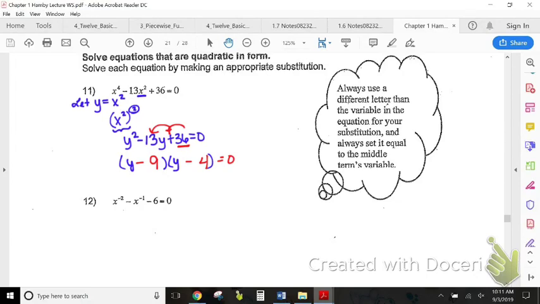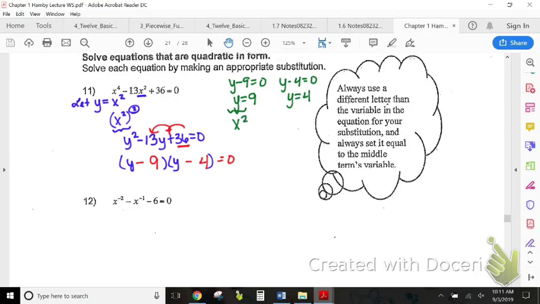So remember, we can set them each individually equal to 0 and solve. So I'm going to add the 9. I'm going to add the 4. But I'm not done, because y really wasn't the variable in my problem, was it? What was the variable in my problem? X. But we know that y is equal to what? X squared. So now we're going to substitute back.